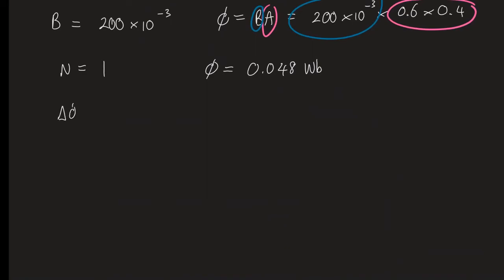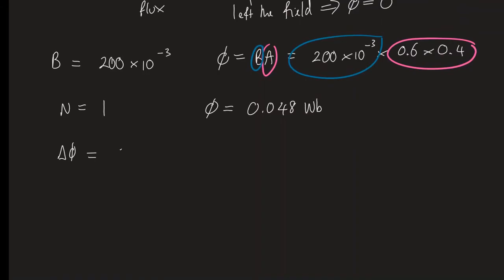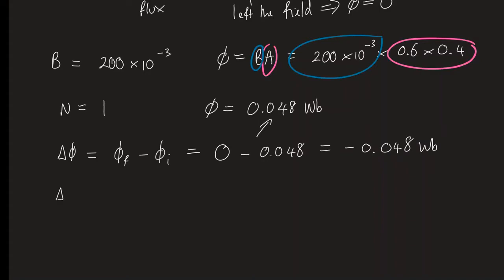The change in flux, slightly overkill the way I'm going to do this now, but that would be the final flux minus the initial flux. The final is 0, it's left the field. The initial was this value that we calculated up there, 0.048. So we get minus 0.048 as the change in flux. We're not really interested in the sign, so we'll just say that it's positive 0.048.